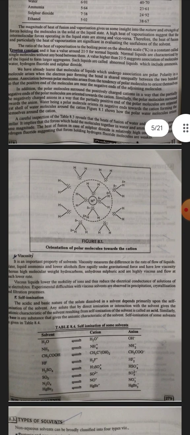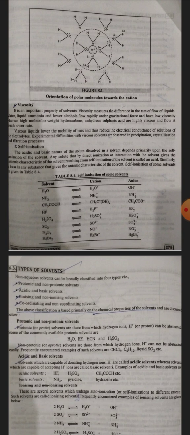Now the viscosity. It is an important property of solvents. Viscosity measures the difference in the rate of flow of liquids. Liquid ammonia and the lower alcohols flow rapidly under gravitational force and have low viscosity, whereas high molecular weight hydrocarbons and anhydrous sulfuric acid are highly viscous and flow at a much lower rate. Viscous liquids lower the mobility of ions, thus they reduce the electrical conductance of solutions of electrolytes. Experimental difficulties with viscous solvents are observed in preparation, crystallization, and filtration processes.